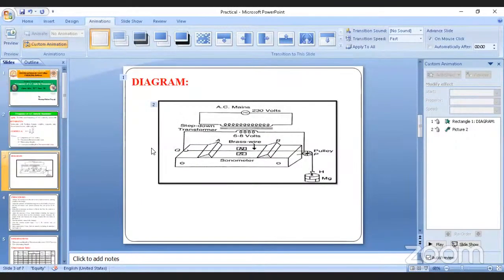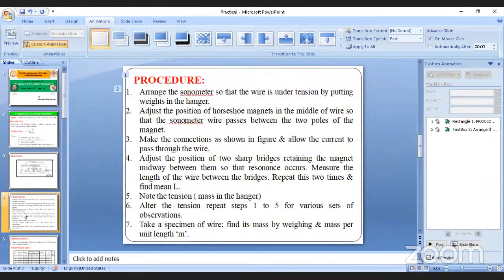Now, the diagram to calculate this frequency. Here we join the step down transformer. This is the sonometer bridge, and this is the hanger with weights. Now the procedure. First, arrange the sonometer so that the wire is under tension by putting weight in the hanger. Second, position the horseshoe magnet in the middle of the wire so that the sonometer wire passes between the two poles of the magnet.